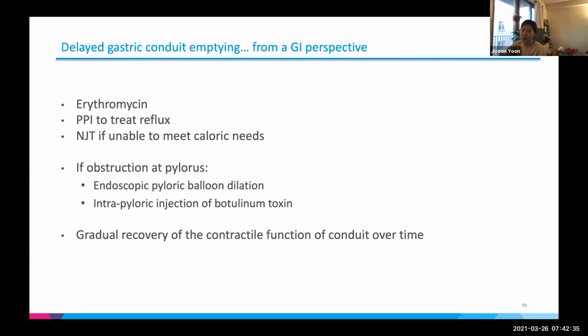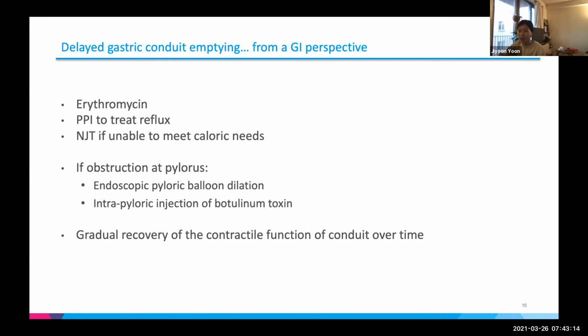Recommend high dose PPI to treat reflux because there is a lot of stasis. And then an NJ tube if the patient is unable to meet their caloric needs. And it seems like usually they're able to remove that once the motility returns somewhat. Sometimes the pyloroplasty is not successful, or it was not performed during the initial surgery, and then we can help by relieving the obstruction. So endoscopic options are an endoscopic pyloric balloon dilation and intrapyloric injection of botulinum toxin.